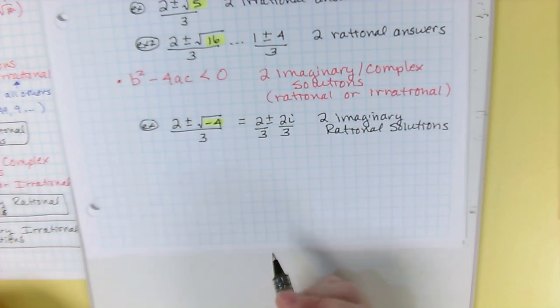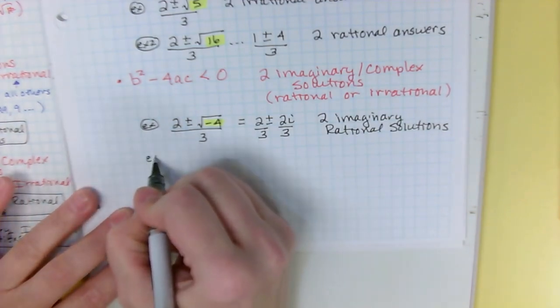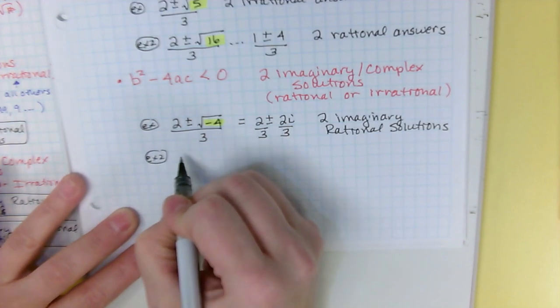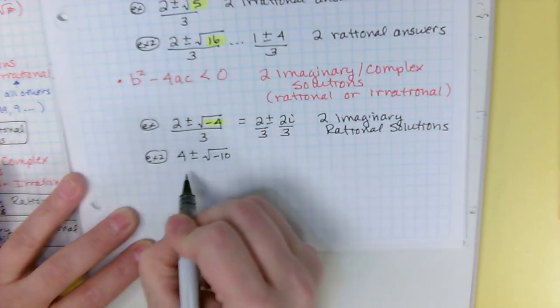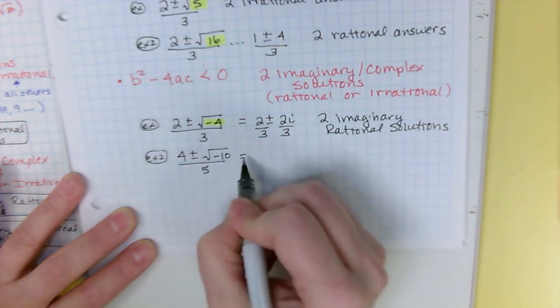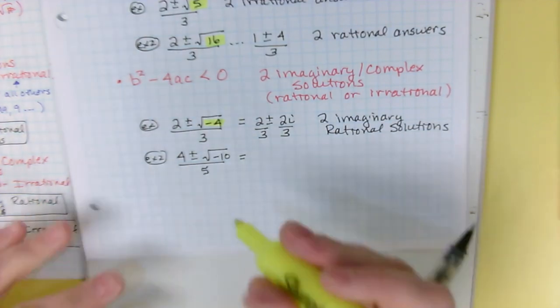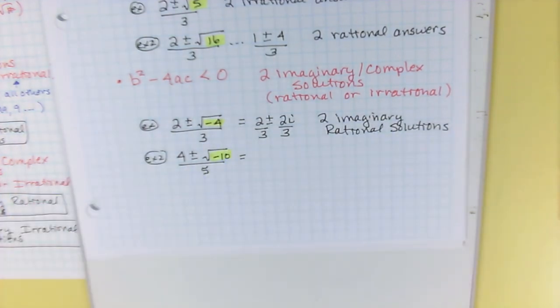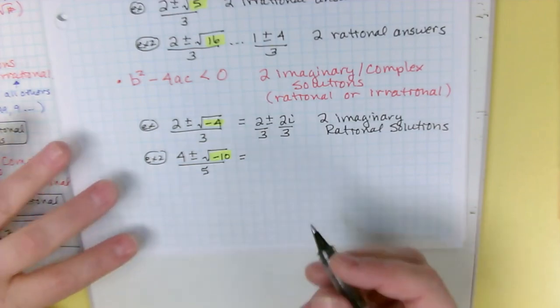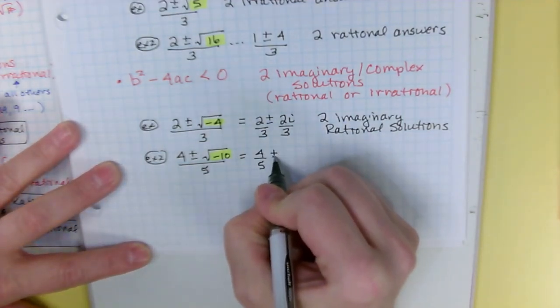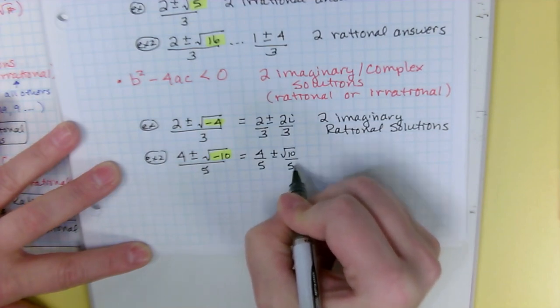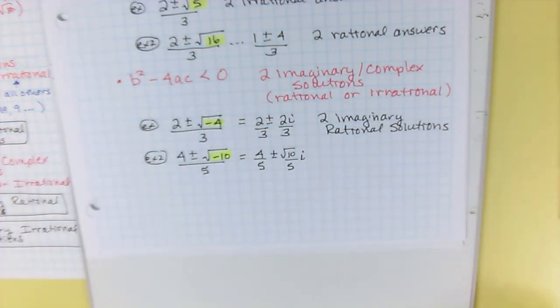2 imaginary rational solutions. Okay, and then in contrast, let's say it was 4 plus or minus radical negative 10 all over 5. So again, the discriminant is negative. So you have 2 imaginary answers, but in this case, the 10 is not a perfect square, so your answer is going to have a radical in it. In fact, it's going to be 4/5 plus or minus radical 10/5 i.